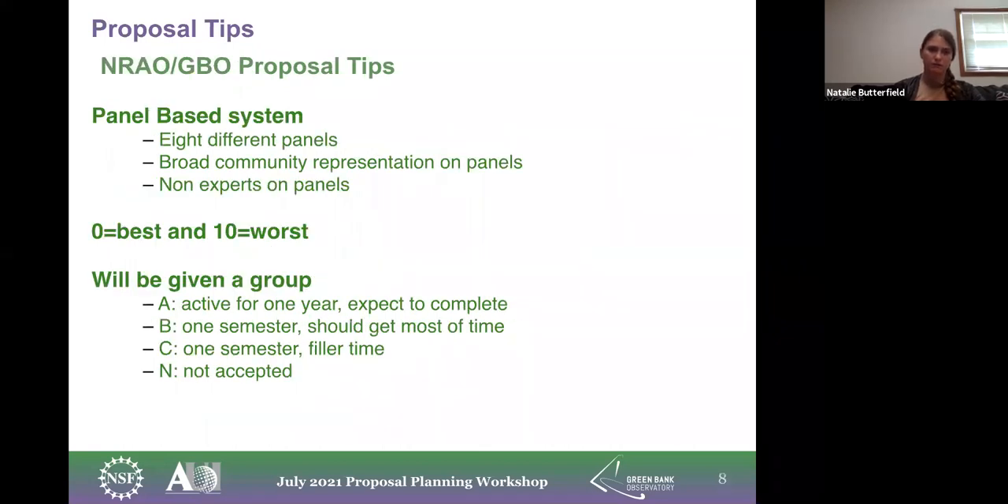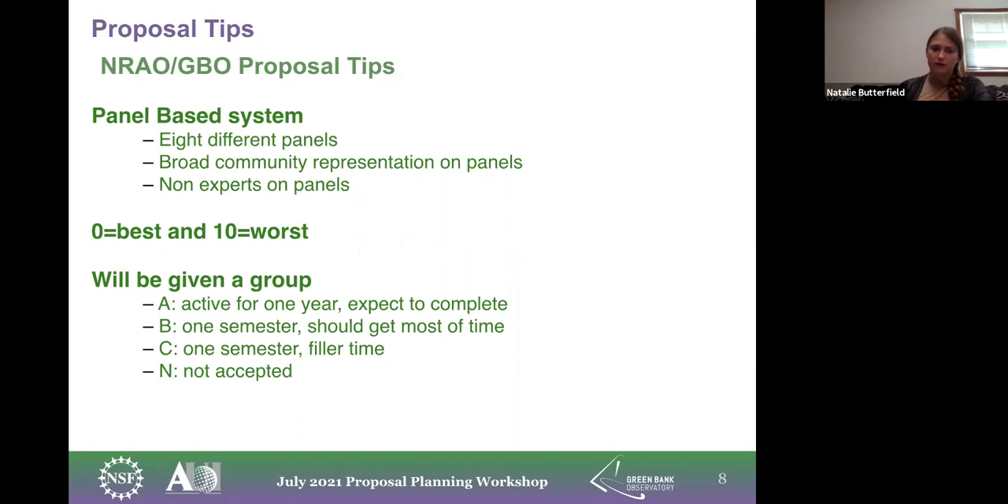So, the proposal tips. As I mentioned, we have a panel-based system. There are 8 different panels for the TAC, and there's broad community representation on these panels, as well as non-experts. So you could have people who might not be experts in your field reviewing your proposal. That's why you want to make sure that you cover enough background information so that they're brought up to speed on the science that you're doing, motivated by an overarching scientific question on why this is important for your field.